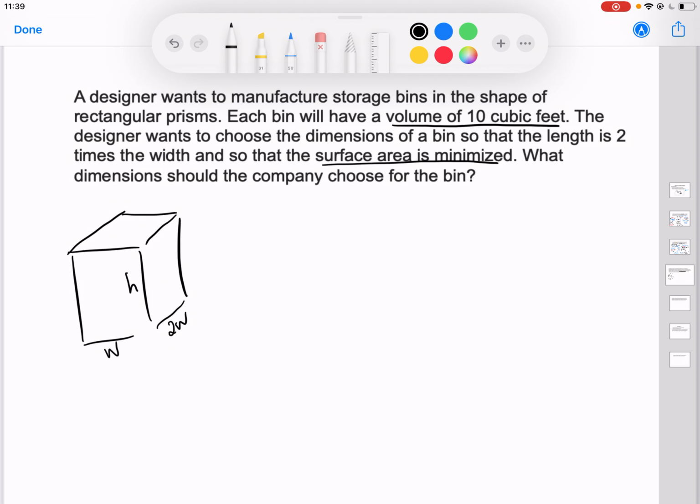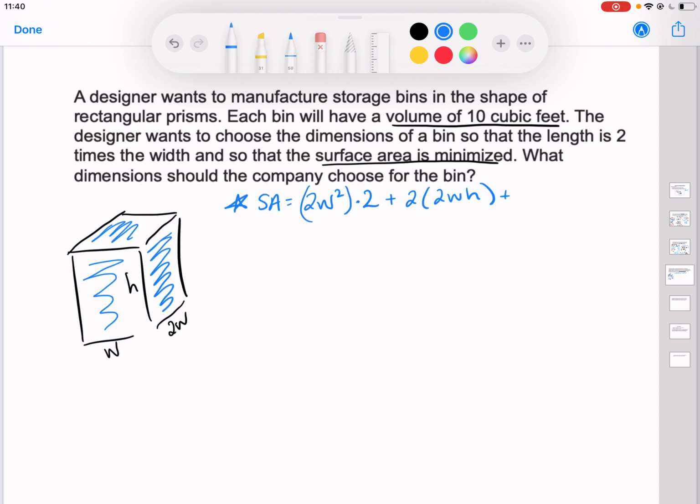So let's talk about how to find surface area of a bin. Surface area is just the area of each face. So we have a face right here that is the width times 2 times the width, so the width times the length. That'd be 2w squared. And there's going to be 2 of them, so I'm going to multiply that by 2. Then we have another one that's this side right here, and we've got 2 of those. So we've got 2 times the width times our height. And then our last one is this one, and we have 2 sides that are the width times the height.